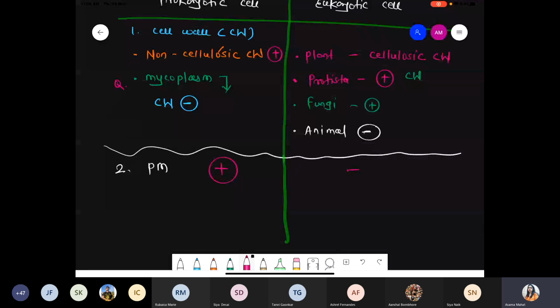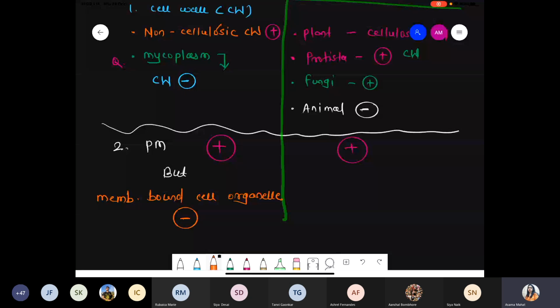Yes, but please remember, whenever we are talking about the outermost boundary, plasma membrane is present, but membrane bound organelles are absent. So plasma membrane will be present, but membrane bound cell organelles like chloroplast and mitochondria are totally absent. But when you compare this point with the eukaryotic system, yes, membrane bound organelles are present.